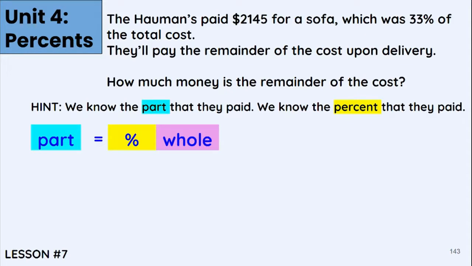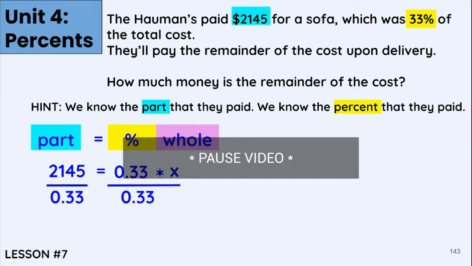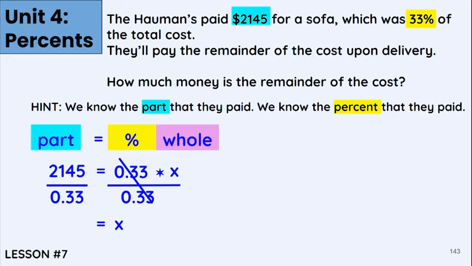So they paid $2,145. That is just the part. That was 33% of the total cost. We need to make 33% into a decimal, which would be 0.33. Now we can find out what the whole cost of the sofa was. X is being multiplied by 0.33, so go ahead and divide both sides by 0.33. Okay, you should have found that the total cost of the sofa was $6,500.